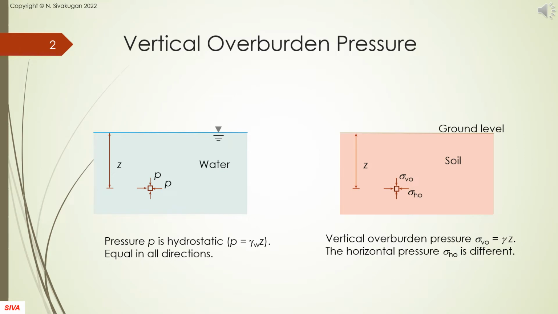At a point within water, the pressure P is hydrostatic and is equal all around in all directions. It is given by the depth Z times the unit weight of water. In soils, the vertical overburden stress is given by the depth Z times the unit weight of the soil.